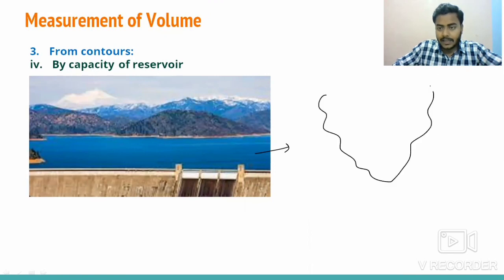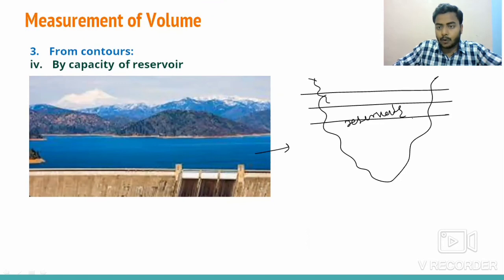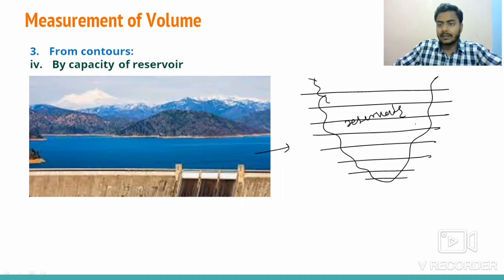See here, this is like a reservoir. This is one contour, this is the second contour, and the whole volume is divided into a number of horizontal slices. The area we get by this contour, for example this one is 100 meter elevation, and the area we are getting at this contour is A1.